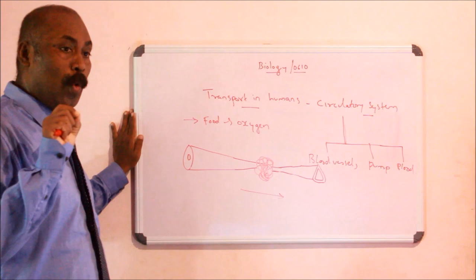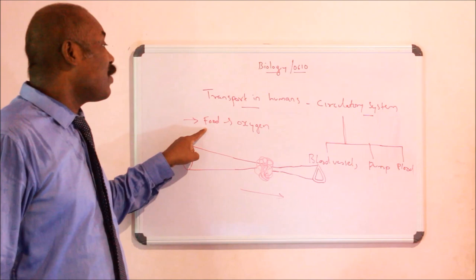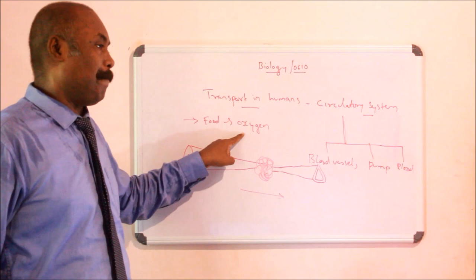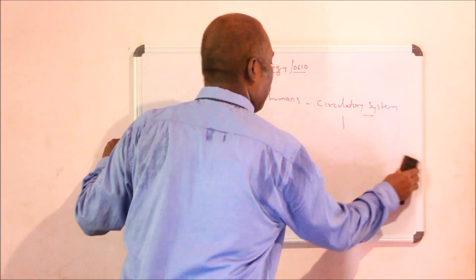Please listen, don't forget the function of the circulatory system. The circulatory system's function is to transport food and oxygen and to carry the waste away. I hope you understood this, okay? Next we are going to see the different types of circulation.